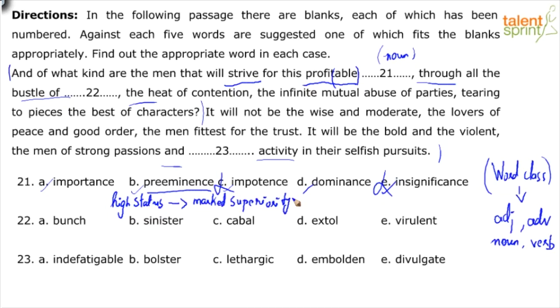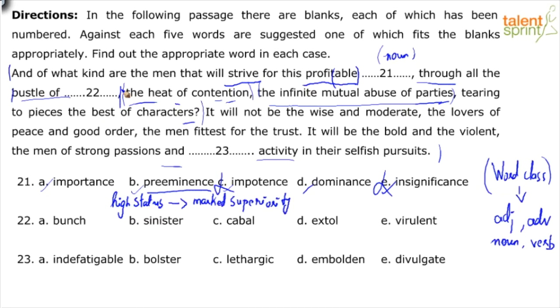And of what kind of men will strive for this profitable preeminence, which means they are looking for superiority, high status, through all the bustle of, then I have a comma, right? I have commas. The heat of contention, the infinite mutual abuse of parties. So after "of", what are you saying? All noun forms. Contention, parties, the best of characters. So bustle of, again I need a noun form in blank 2.